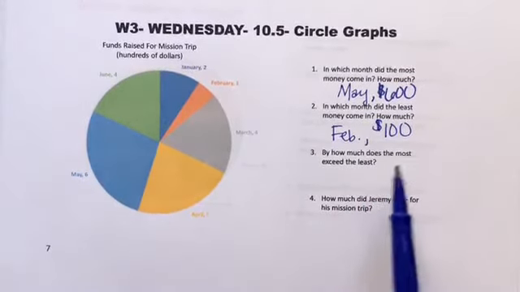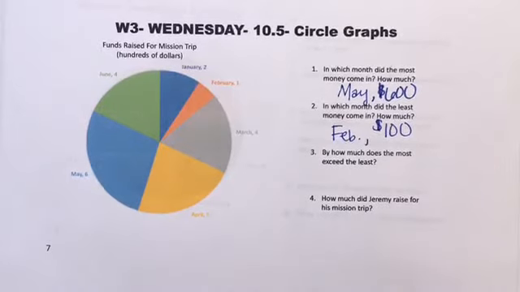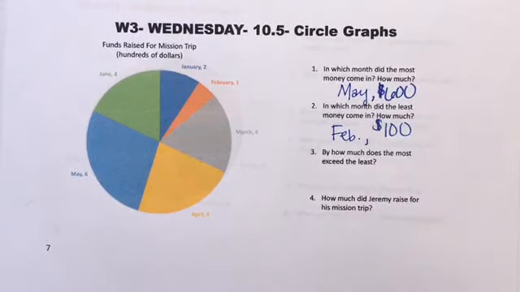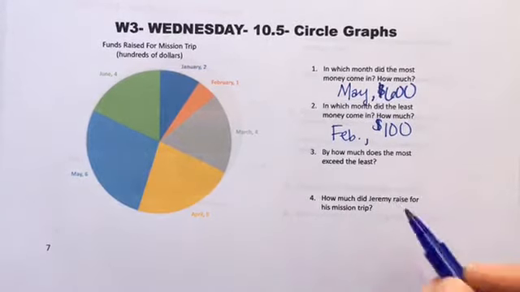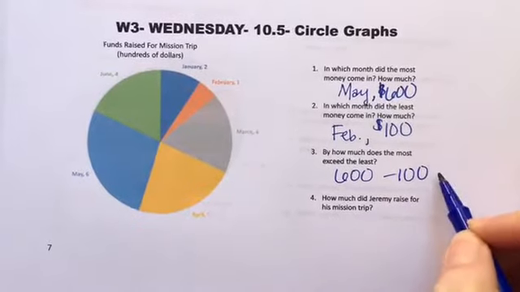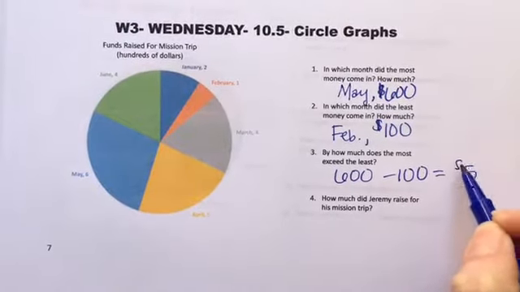Number 3 says, by how much does the most exceed the least? Well, the most we know, we wrote it up here in number 1, was 600, and the least is 100. So how can we find how much it exceeded the least? What would we do to find out how much it exceeded the least? We would subtract, right? So 600 minus 100, very easy mental math, is $500.